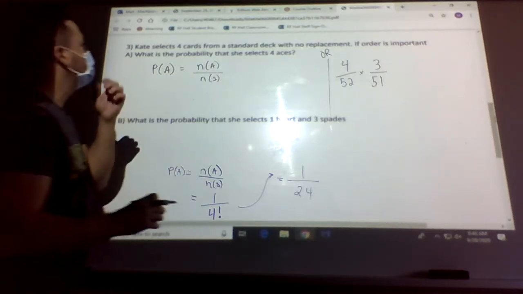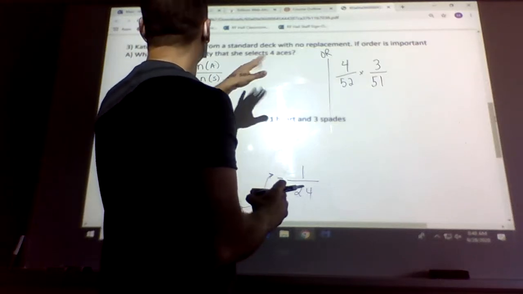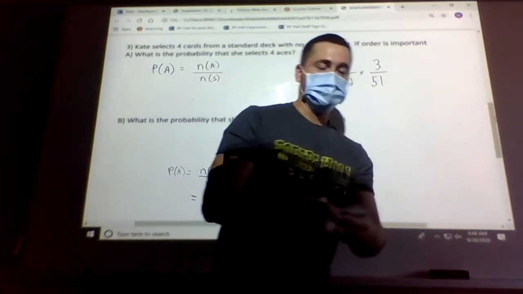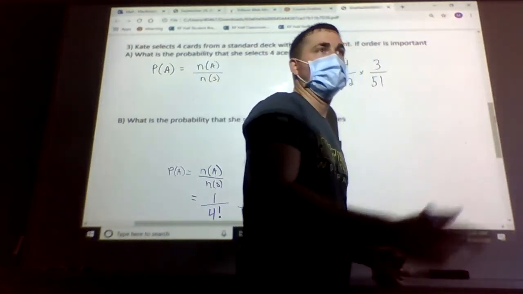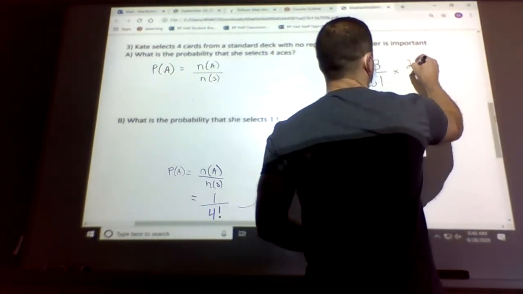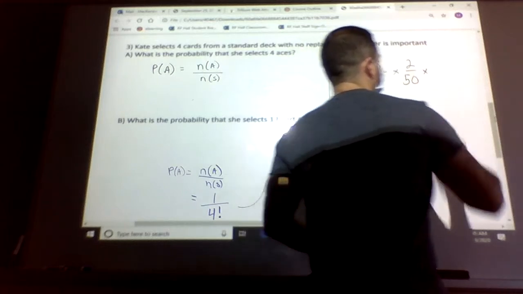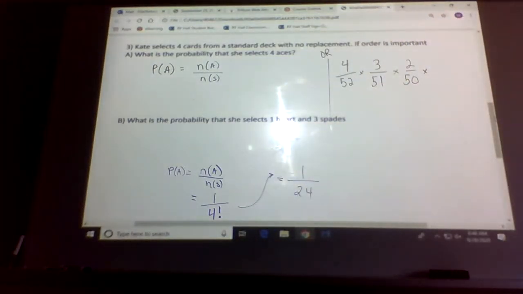Then once again, since we want 4 aces, the next one picks in again, hits another ace. Beautiful. What's the chance of that one? 2 out of 50. Okay, and now give me the last one. 1 out of 49.